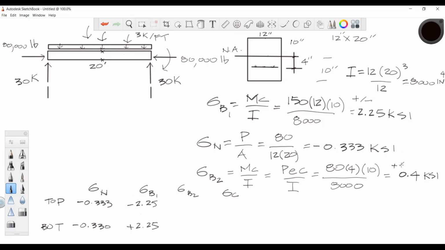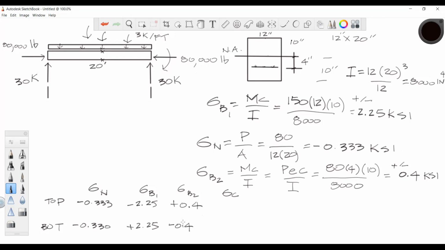This one is also going to be a plus or minus, but it's compressing the bottom and tensioning the top because it's turning this way, because this is below the neutral axis. If it was above the neutral axis, that moment would be going the other direction. So it's compressing the bottom by 0.4, and it's tensioning the top by 0.4 KSI.